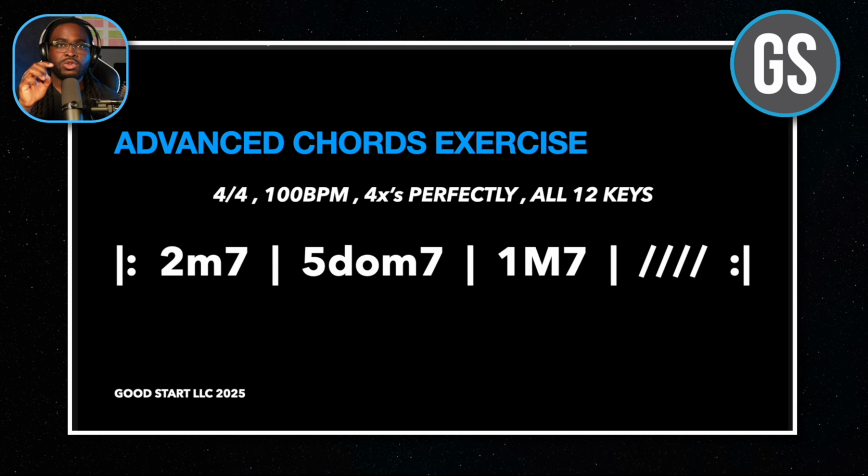We want to do this progression: 2, 5, 1, 2 minor 7, 5 dominant 7, 1 major 7, and then that extra bar right there means to continue playing that 1 major 7 again. We want to do this 4 times perfectly. The goal tempo is 100 BPMs. Now I say start slower and then work your way up to 100. And you want to be able to get them in all 12 keys 4 times perfectly.